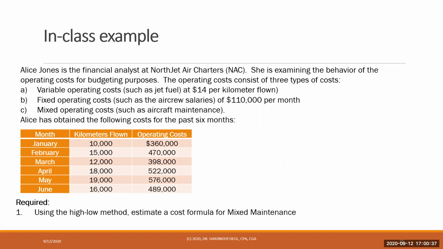Alice has obtained the following costs for the past 6 months, January through June, and we are given information on the number of kilometers flown and the operating costs. And we are asked to estimate a cost formula for the mixed operating costs using high-low. So we just looked at the high-low method a few slides earlier. The first thing we do is identify the high and the low points among the independent variable. So keep in mind, operating costs are where the dollars are. And remember, money ends in Y. So Y is the dollars.